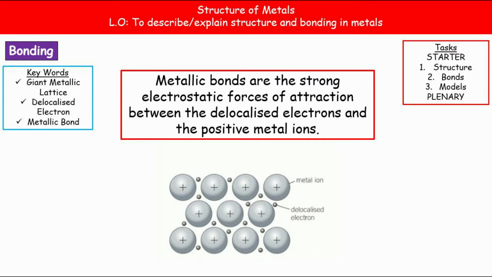The third mark is then for saying that the metallic bond is the strong electrostatic force of attraction between the delocalised electrons and the positive metal ions. So what you've got on your screen there is the full 3 marks.